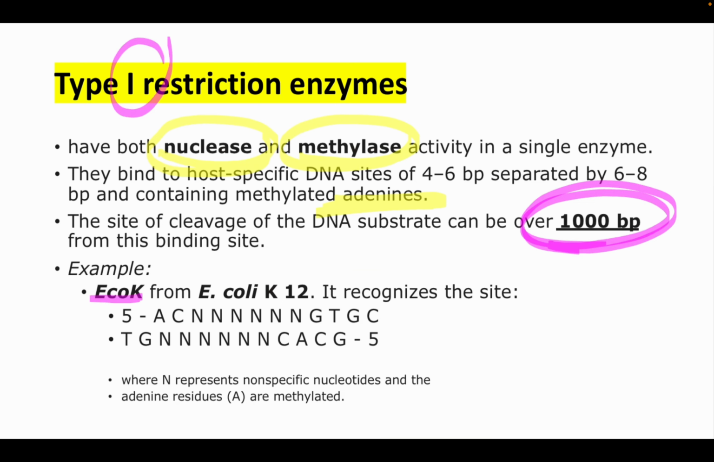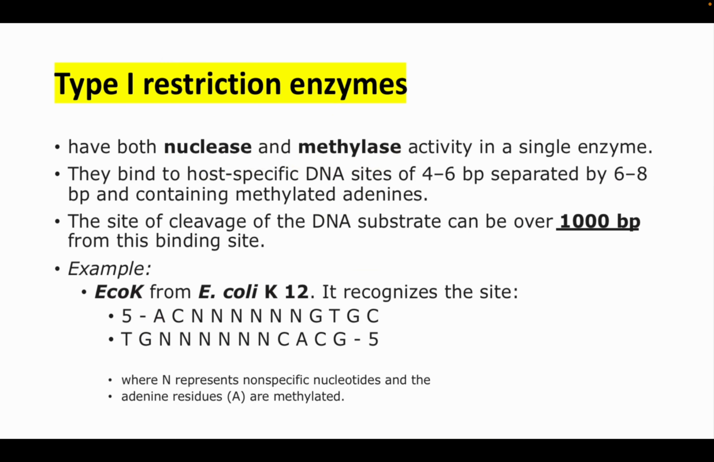So for example, we have EcoK or EcoK12. You might be confused, what is this N? Sorry for that. This one we have ATGC, and GC. These are the nucleotides to be added. N represents non-specific nucleotides, and of course usually in type 1 restriction enzymes, adenines are methylated. The ends here represent the sequences that you will add in the sticky ends.